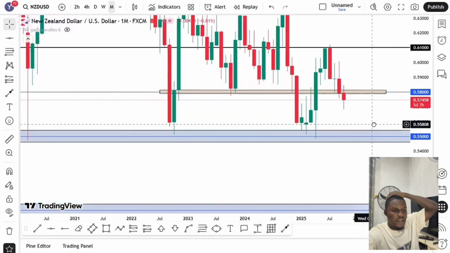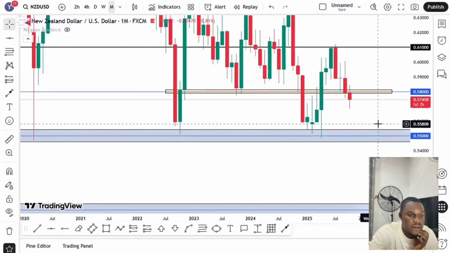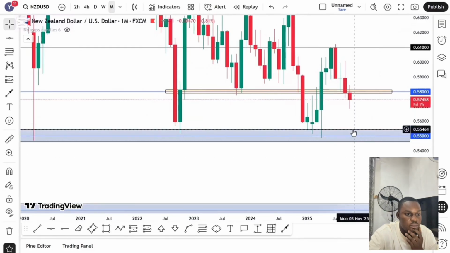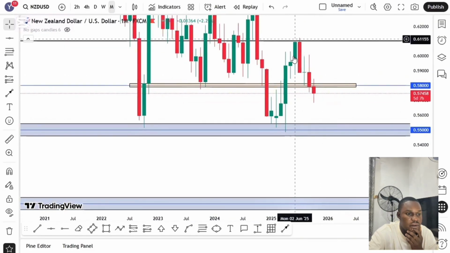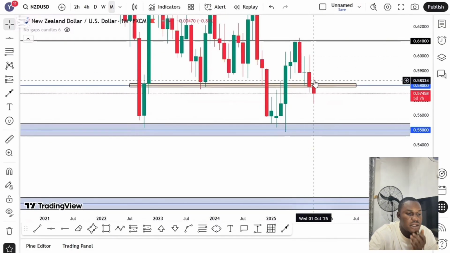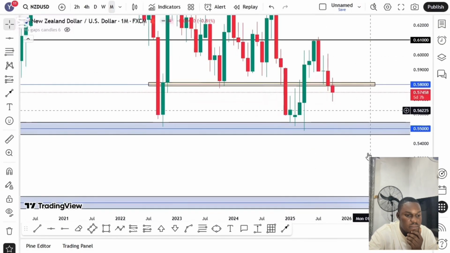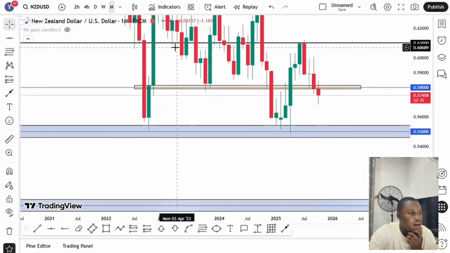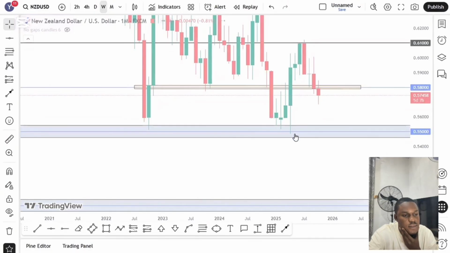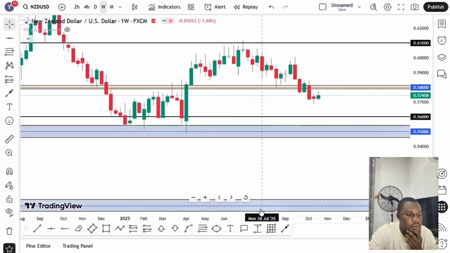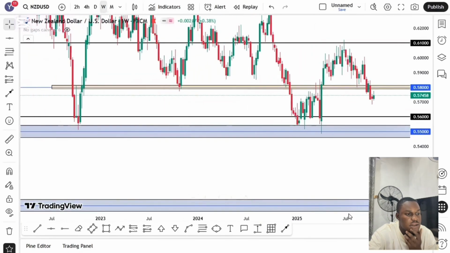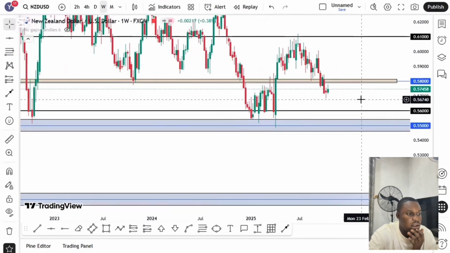So that is the monthly analysis. We have a bearish engulfing here, and the monthly bearish candle is very, very massive. So let's go to the weekly time frame. On the weekly time frame, this is the minor level we are talking about.